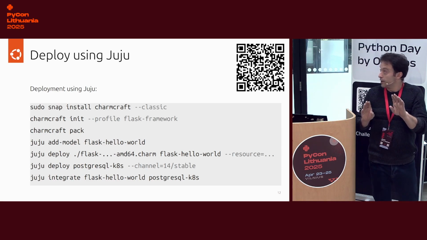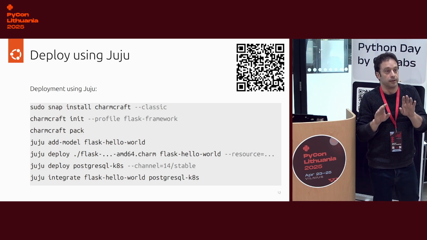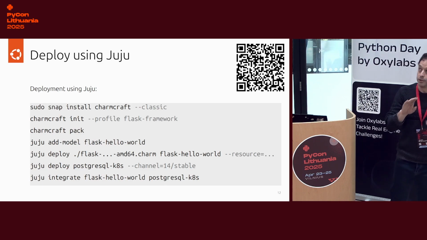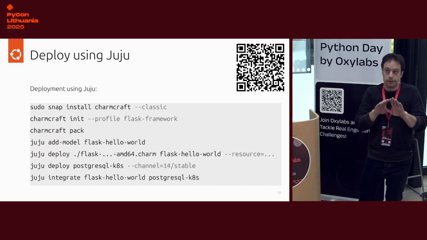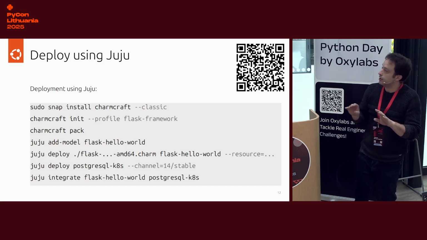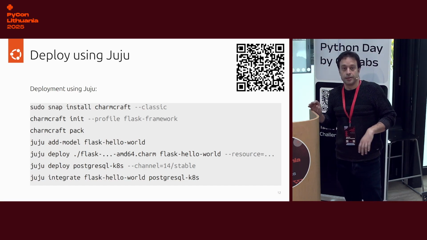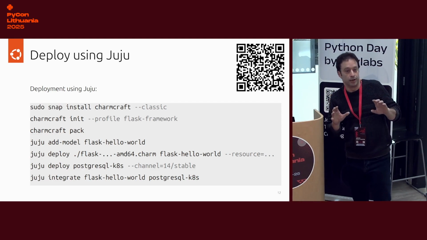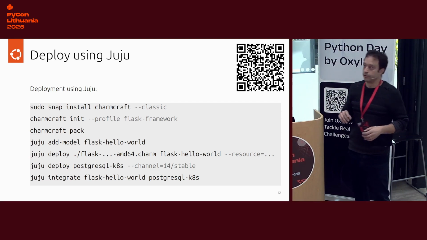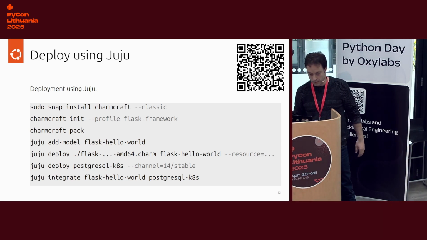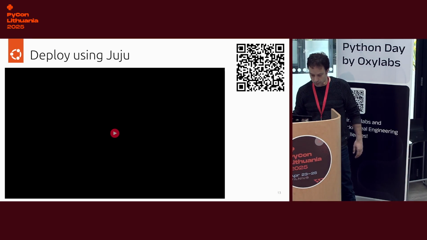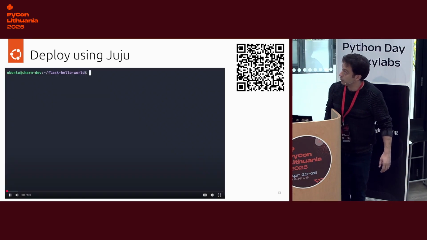The tool Charmcraft is the one that creates that software operator that manages your application. We will not see it much, but we will see that it has some advantages. And the Juju application is just the orchestrator that you have to install in your Kubernetes cluster before. So let's go for it.